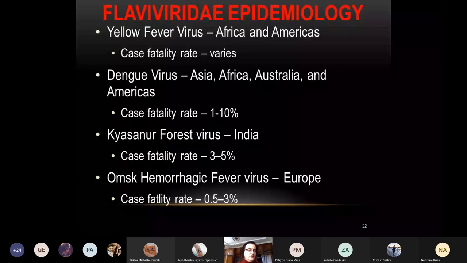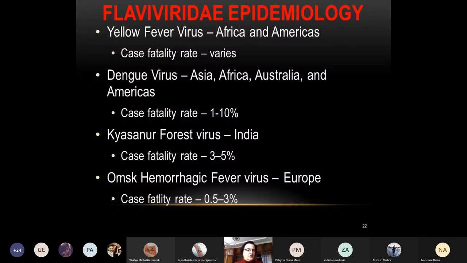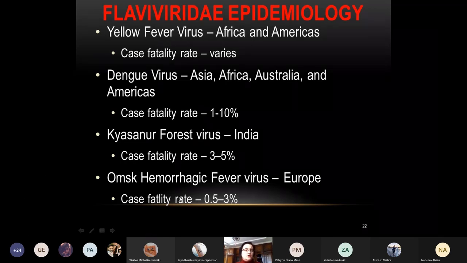Cases of dengue hemorrhagic fever have been increasing as the distribution of Aedes aegypti mosquitoes increases following the collapse of mosquito control efforts. Case fatality rates for dengue hemorrhagic fever are generally low, from 1 to 10%, depending on available treatment.